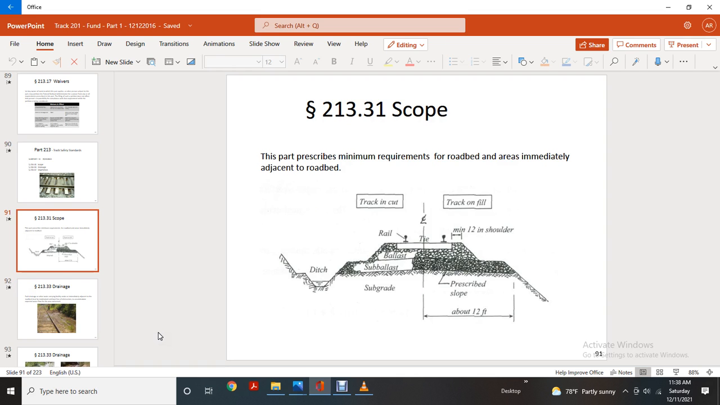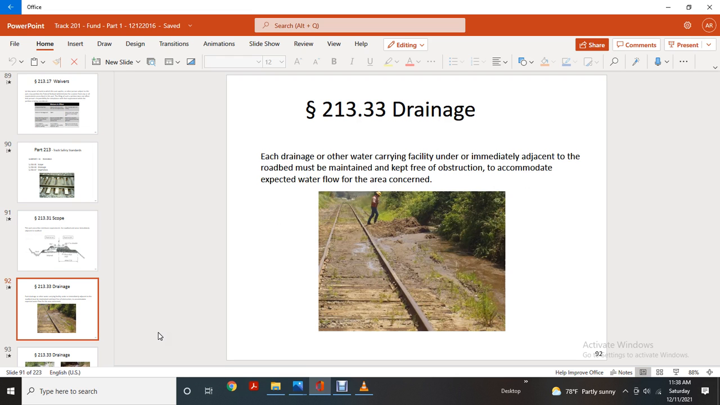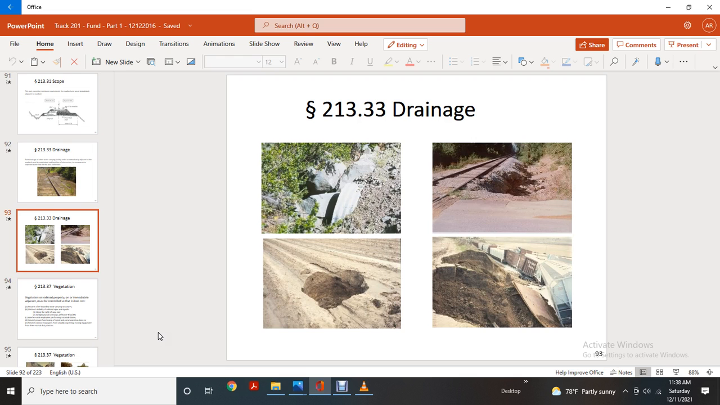Scope: this part describes the minimum requirements for the roadbed and the area immediately adjacent to the roadbed. Train cut in, train down, minimum 12-inch shoulder, roller, sub-ballast, ditch, subgrade, prescribed slope is about 12 feet, rail, and tie. Each drainage facility, other than a carrying facility, immediately adjacent to the roadbed may be maintained and kept free of obstruction, accommodating the water flow from the adjacent area.